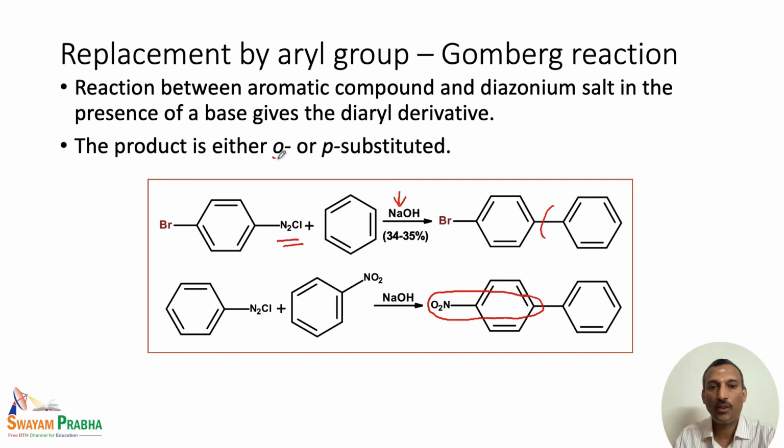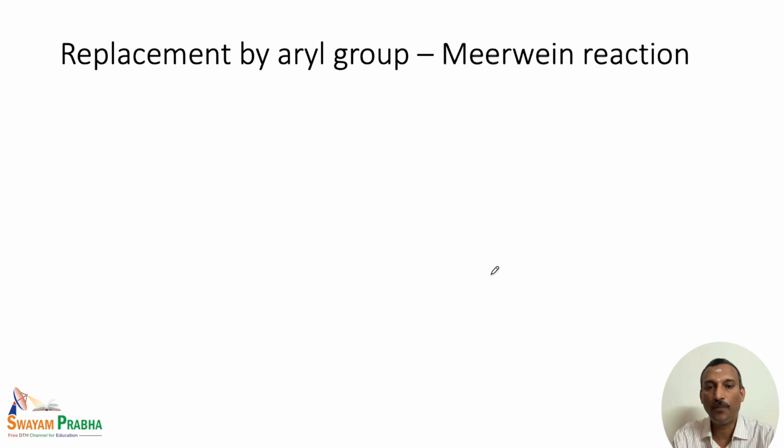So, as ortho and para are possible, in most of the cases para is formed as the major product because of the bulkiness of the groups that are present in the aromatic system. So, the next one is the Meerwein reaction.